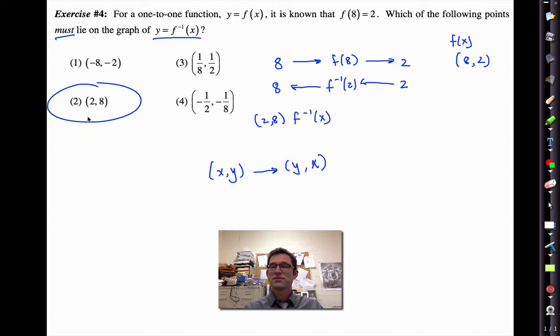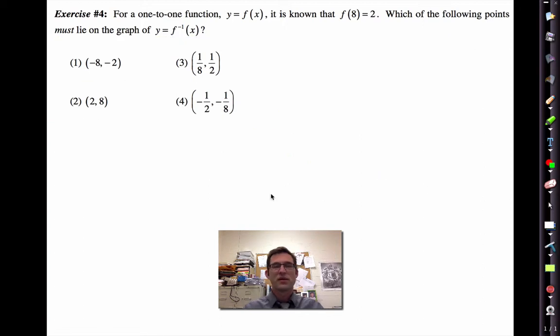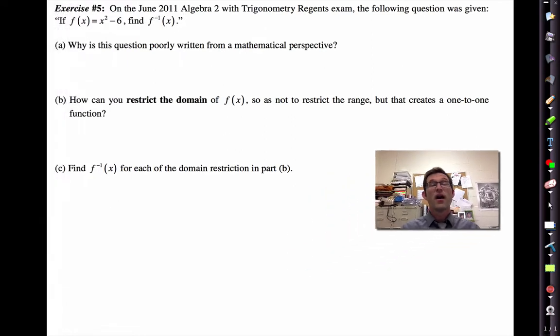All right, here it goes. Stray mark there. Let's take a look at exercise 5. I love this one. Now, this is a very deep question, but let's take a look at it. On the June 2011 Algebra 2 with Trigonometry Regents exam, so this is in New York State. If you're watching this video from some other state, this is the New York State Regents exam, so the state exam. The following question was given.